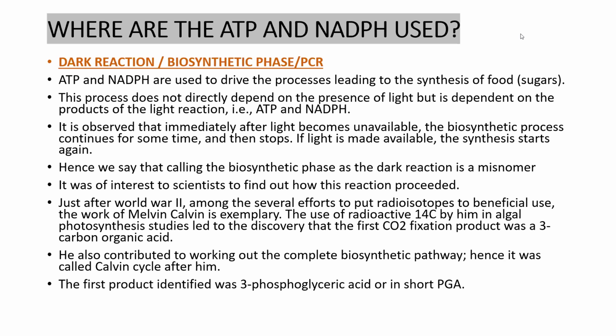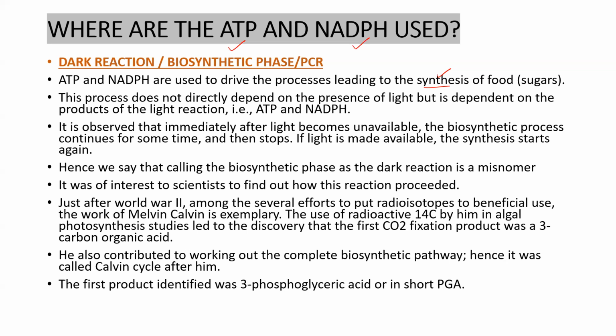In this video, we are going to study the Calvin cycle. In the previous videos we have studied that the light reaction is performed in the presence of light in grana to prepare ATP and NADPH. So the question is where these ATP and NADPH will be used. They are used in the synthesis of food, which is a process occurring in the stroma.